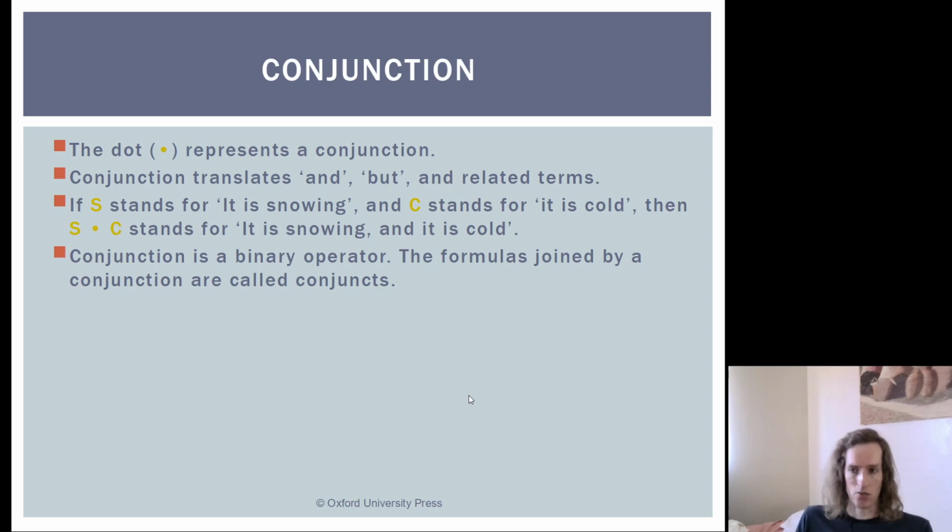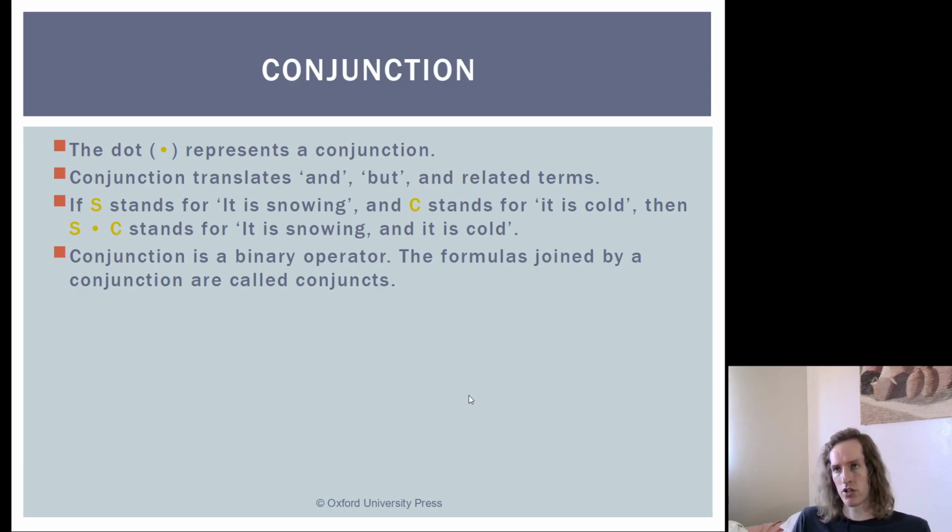All right. So moving on to conjunction. The dot represents a conjunction. If you are looking at other resources online, this might be represented in other ways, but for the purposes of this class and the assignments that you do in this class, please use this notation. So the dot just means "and," or "but," or just something to combine two terms at once. The example here is if S stands for "it is snowing" and C stands for "it is cold," then S and C stands for "it is snowing and it is cold." S is true and C is true.